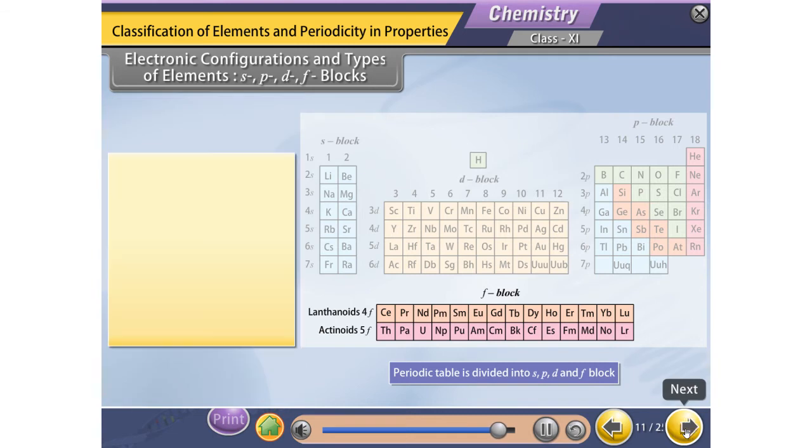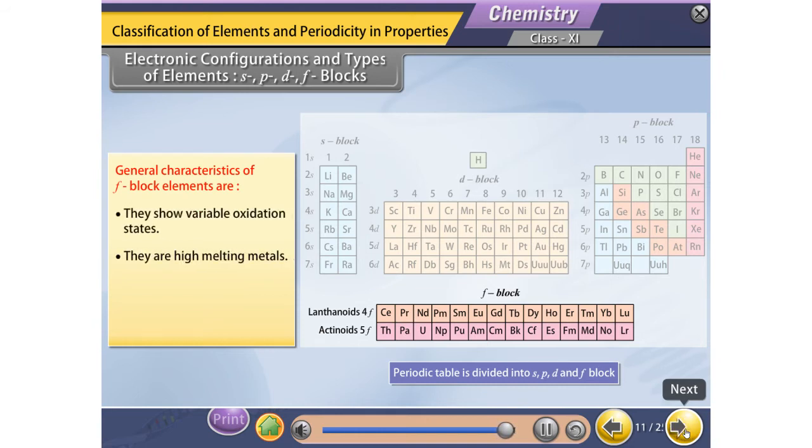General characteristics of F block elements are: they show variable oxidation states. They are high melting metals. They have high densities. Most of the elements of actinide series are radioactive.